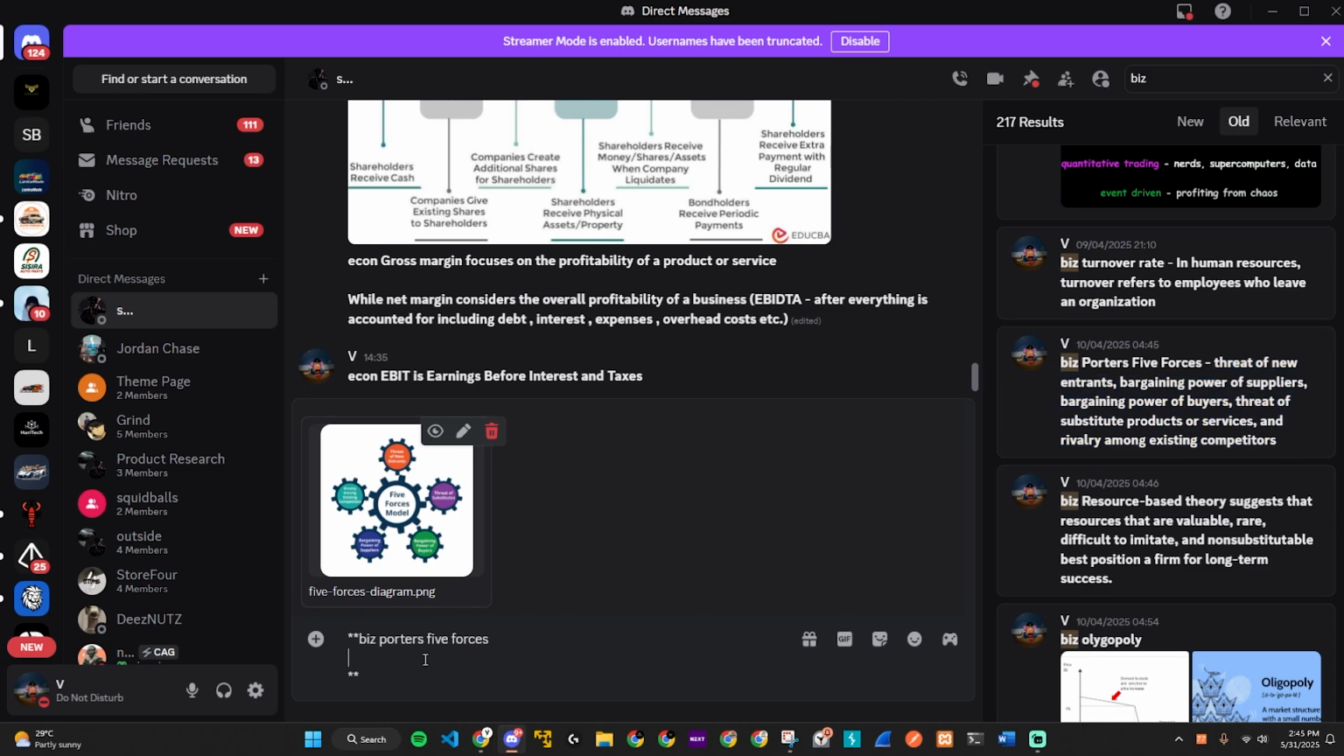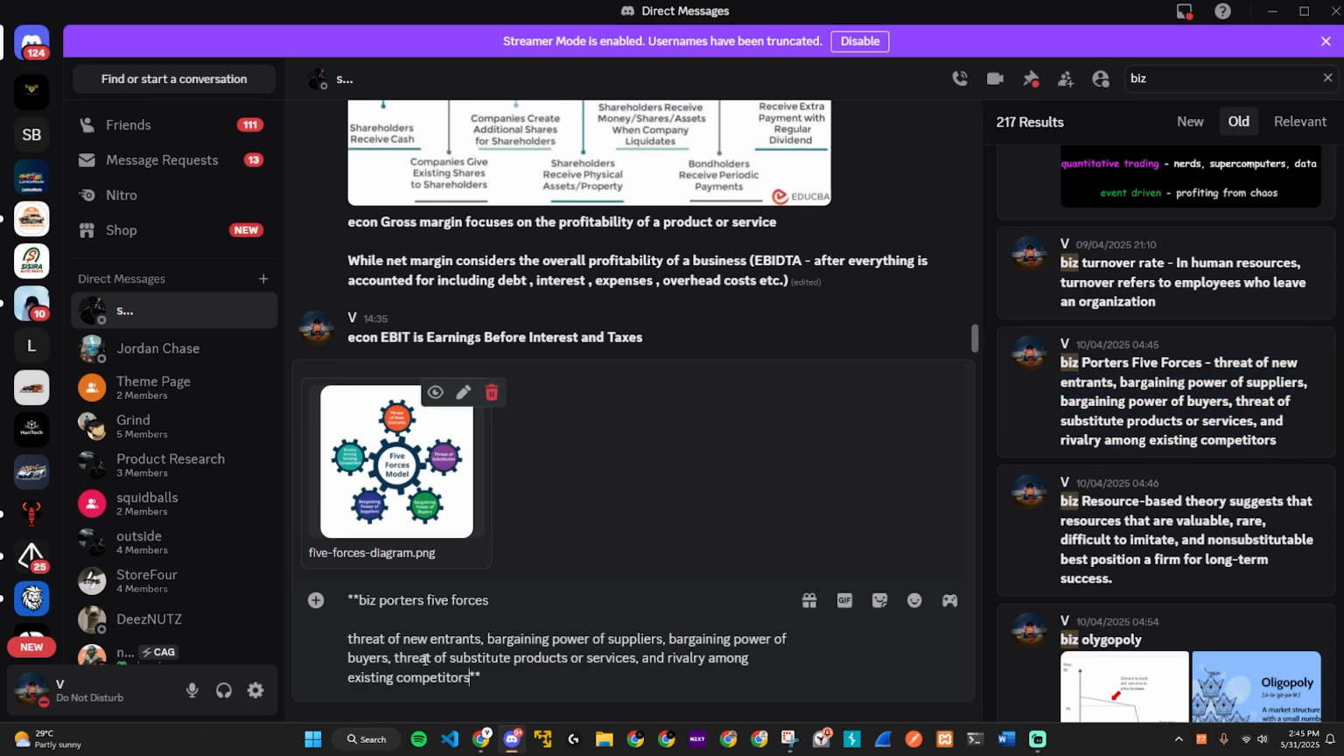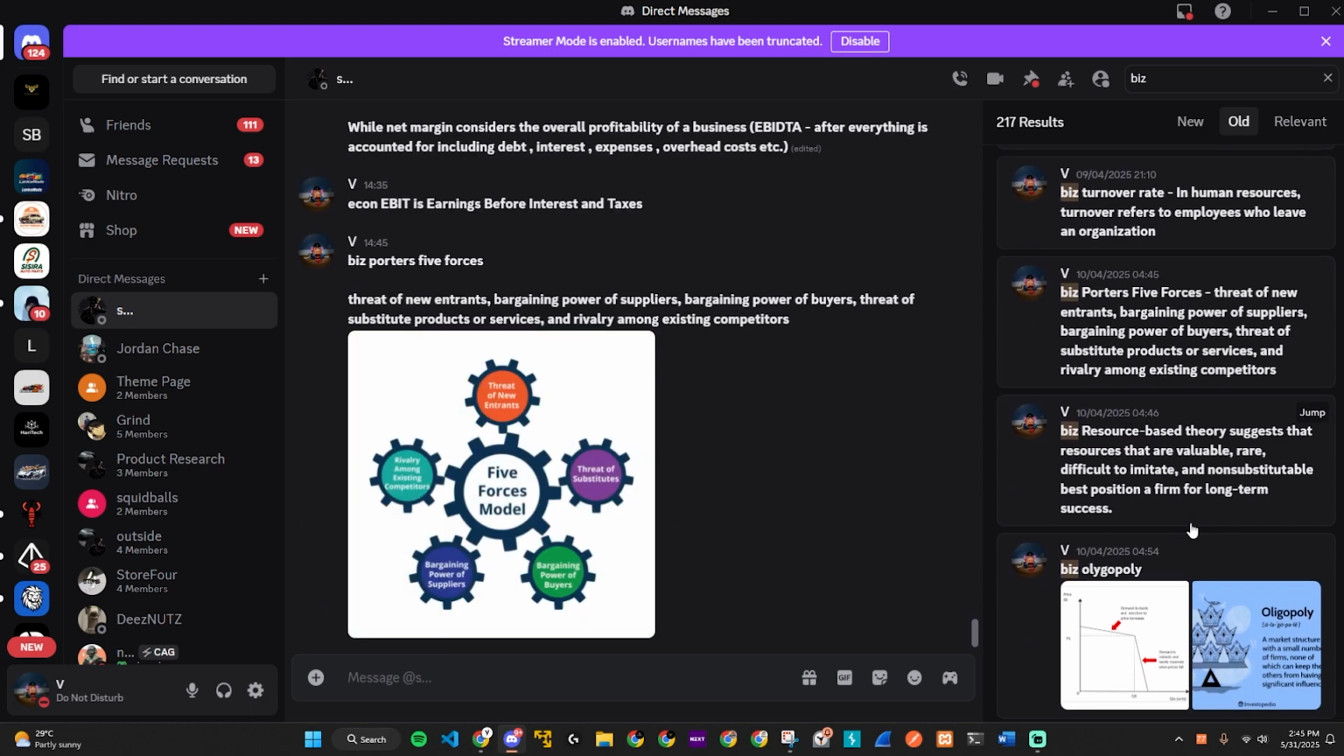Put that here. That's essentially doing a competitive analysis on a higher level. Resource-based theory suggests that resources are valuable, rare, difficult to imitate, and not substitutable, best positioned in a firm for long-term success. Right? Exactly. So it's like blue ocean strategies.